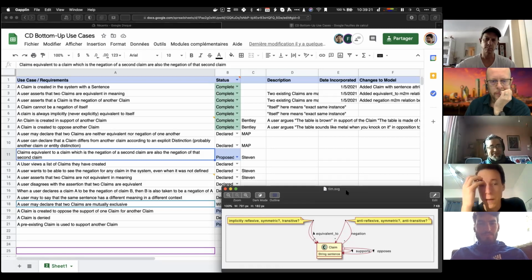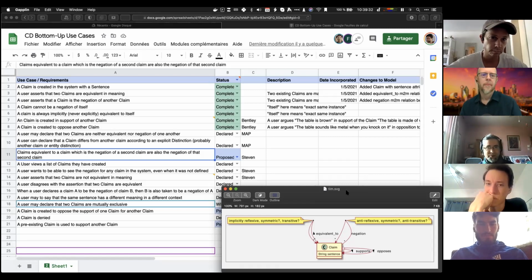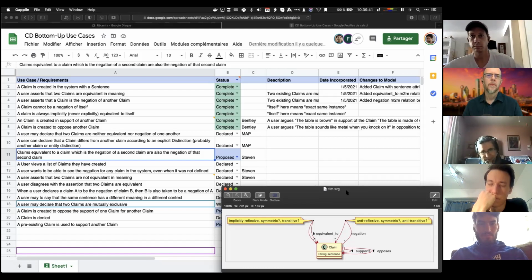But is it clear what's written there? I haven't even read it in ages. I don't even know why it's framed correctly. 11. No, it's framed correctly as far as I'm concerned. Okay. If A is equivalent to B, and B is the negation of C, then A is also the negation of C. That's what I read, and I think that's correct.